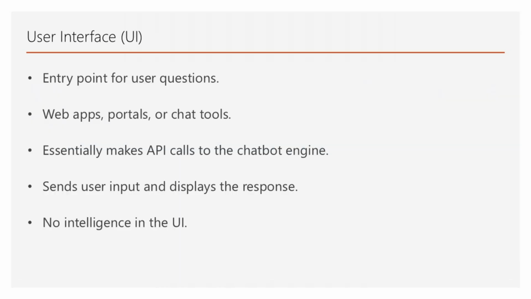The UI is deliberately simple. In practice, what it really does is make API calls to the chatbot backend. It takes the user's input, sends it as a prompt to the chatbot engine, and then displays the response that comes back. That's it. There is no intelligence here, no AI decisions, and no business logic. Keeping the UI thin makes the system easier to reason about, easier to replace, and much safer to evolve over time.